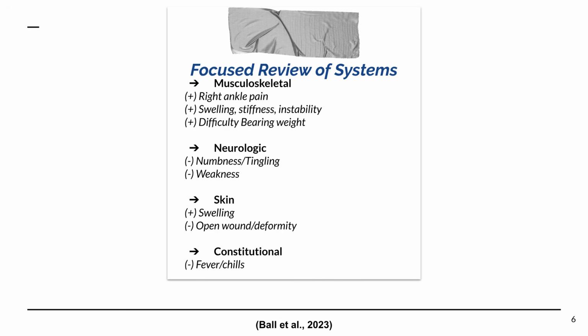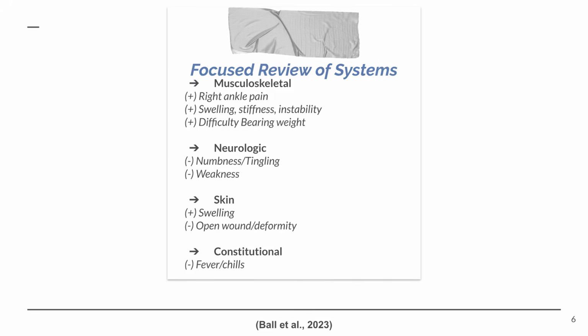A neurologic review is important because nerve involvement can produce numbness, tingling, or weakness. This patient denies all three, which is reassuring and is consistent with his intact distal neurological examination. For the skin, I would ask about wounds, bleeding, bruising, and skin changes because traumatic injuries can involve soft tissue or an open fracture. He denies open wounds and visible deformity. I would also screen for systemic symptoms such as fever or chills.